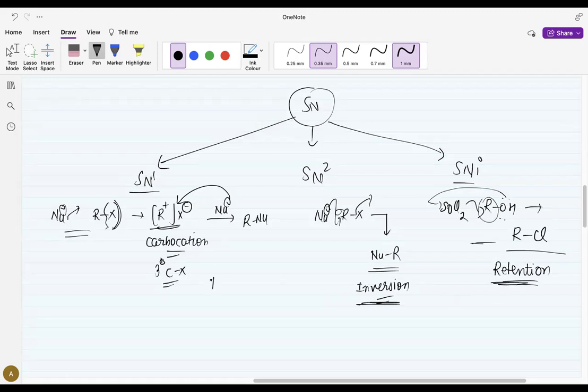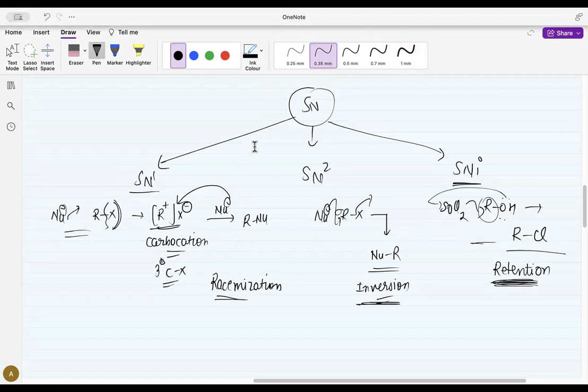Whenever we have SN1 we will have racemization, meaning we will have a racemic mixture. Whenever we have SN2 we will get the inversion product, and whenever we have SNi we will get the retention product. So write in the chat box, did you understand or not? Write yes or no. These three mechanisms, write yes or no.